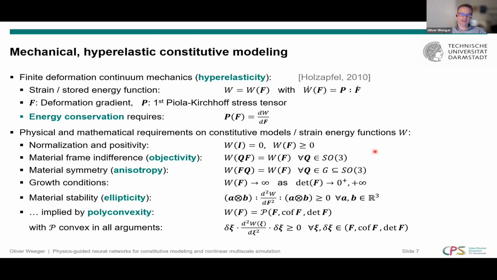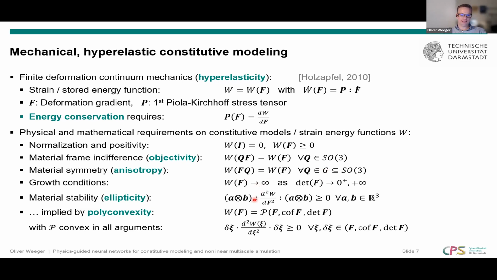It's very important that it is objective, which means that whenever you rotate the point of view on the structure, it should not have any effect on the value of the strain energy, which is this condition over here. Then we have the material symmetry, which means that when you rotate the material within its symmetry group, this should not have any effect.